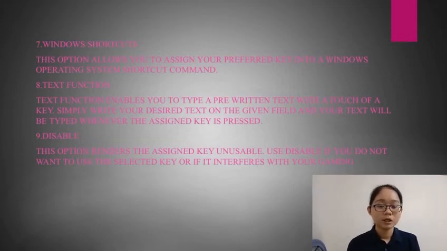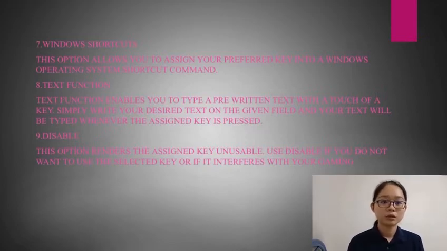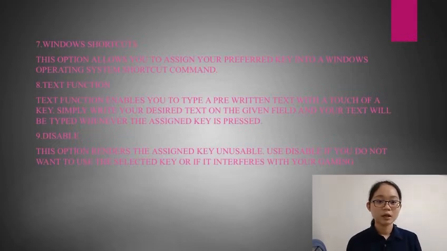And the Windows shortcut, this option allows you to assign your preferred key into a Windows operating system shortcut command. And the text function enables you to type a pre-written text with a touch of a key. Simply write your desired text on the given file and your text will be typed whenever the assigned key is pressed. This function has full Unicode support, and you can also insert special symbols from the character map.